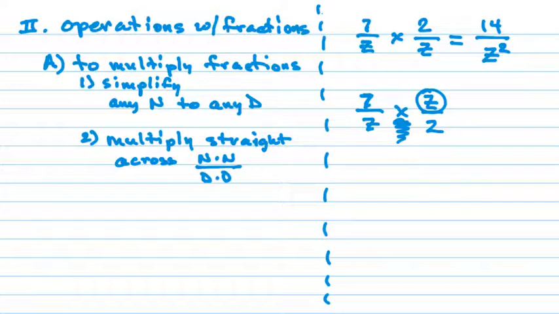Now, if it's addition or subtraction, would it matter? Yes. But multiplication is that operation that pretty much lets you do anything. So z and z will both divide by z. z divided by z is going to leave you a 1. And then you just multiply how? Straight across. 7 times 1 is 7. 1 times 2 is 2.